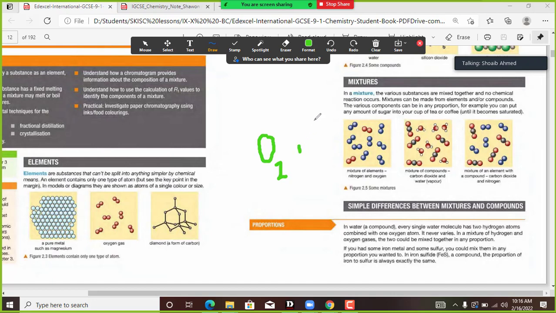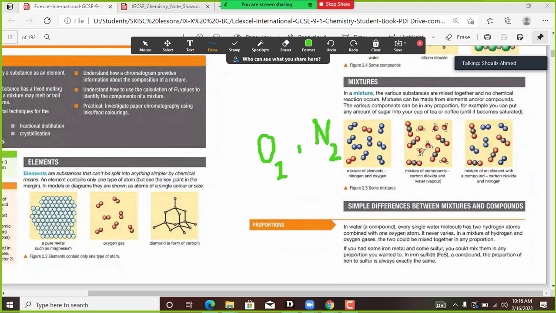Nitrogen, hydrogen, oxygen, they are all present, but they are not chemically joined together. They are separate from each other, not joined together. This is a mixture of two elements. Here this is oxygen, here nitrogen. They are separate but not joined. Here is a mixture of compounds, carbon dioxide and water vapor.